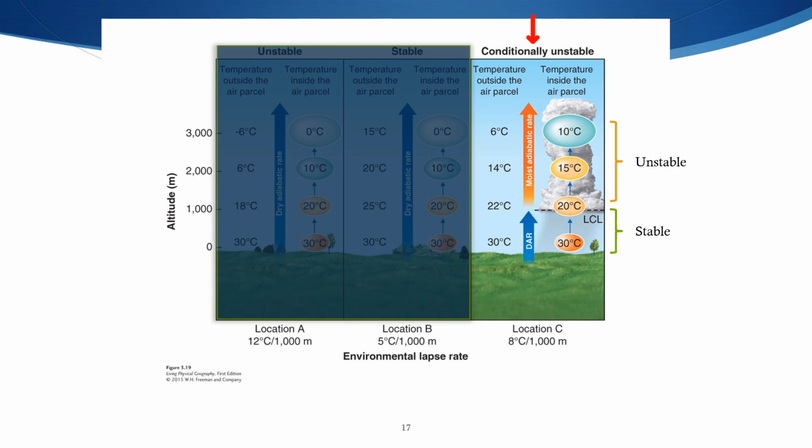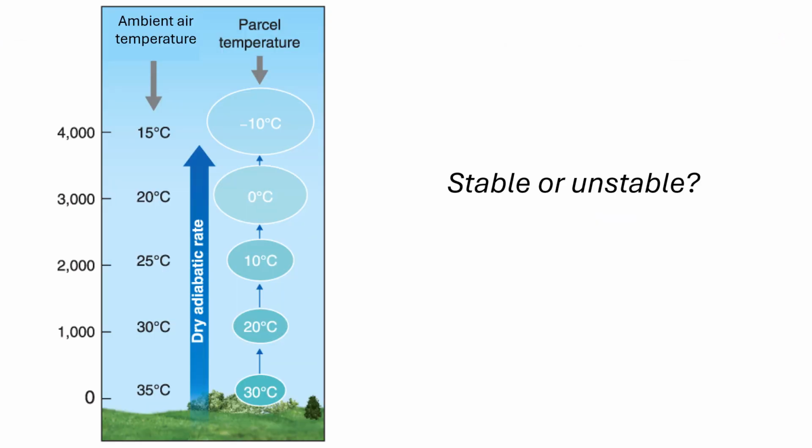So, fun fact, this is going to be something similar to this, not the conditionally unstable one, but the other two are going to be on your exam. So, let's do some practicing here. Let's look at this diagram here and ask yourself, is it stable or unstable? What is going on with the air parcel temperature with altitude as compared to the external environmental air with altitude?